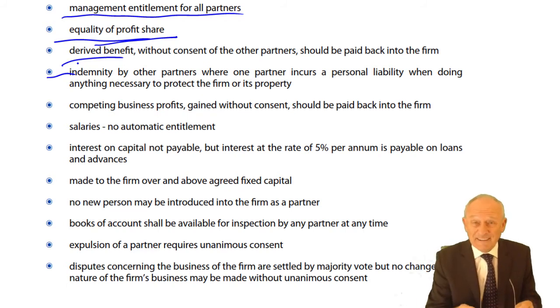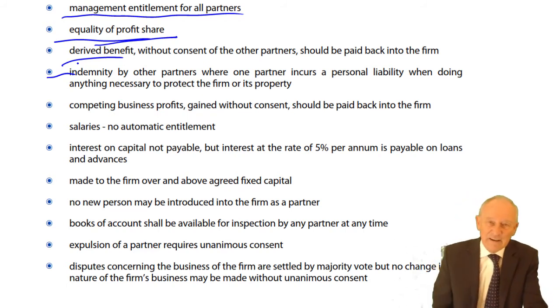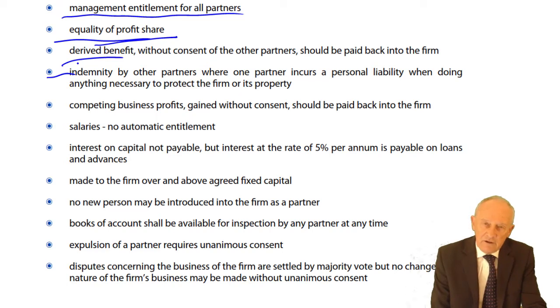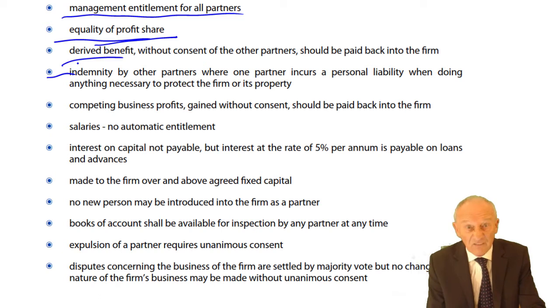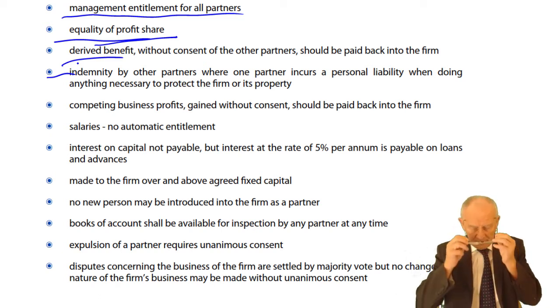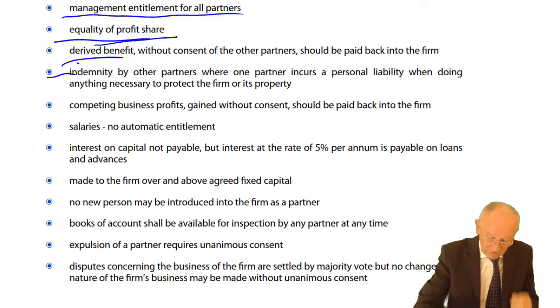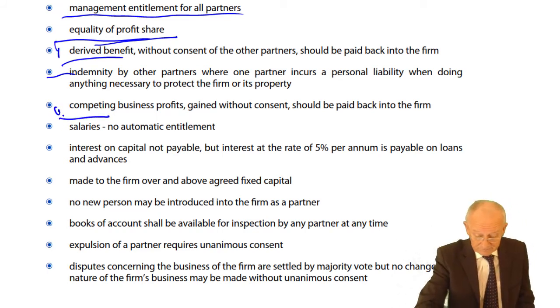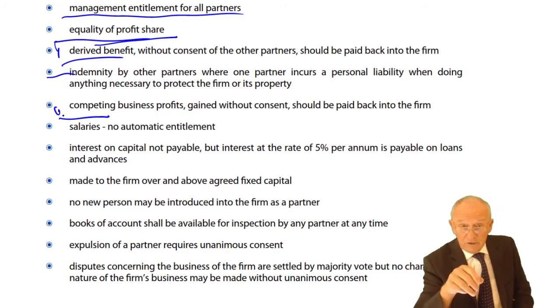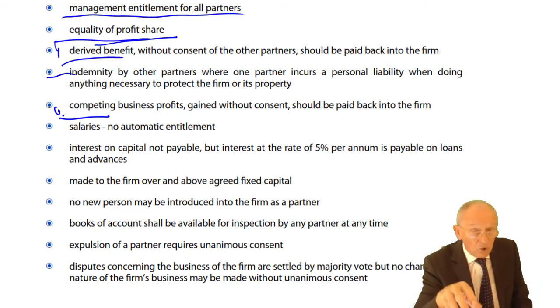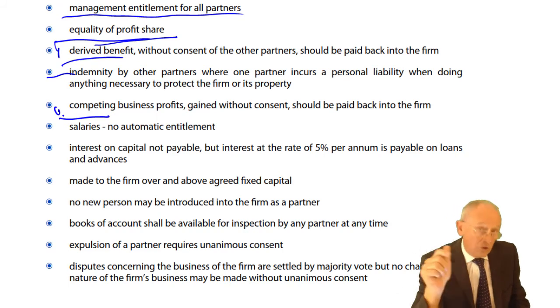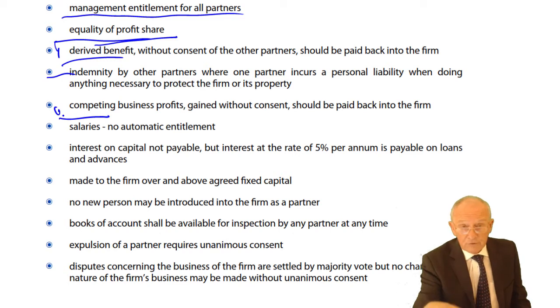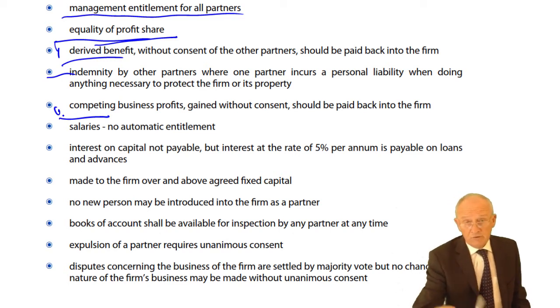We could agree differently. If Mike incurs any expense in anything necessarily done to protect the firm or its property, we agree that none of us will be liable. We could agree that. That's unlikely. Competing, very much like a derived benefit. If I carry on, or you carry on, a competing business, not using assets, but carrying on a competing business without consent, then you will account for and pay over to the firm all the profits derived by you from that competing business.